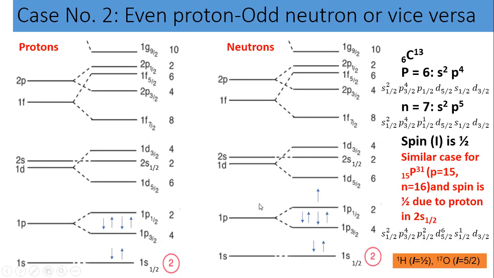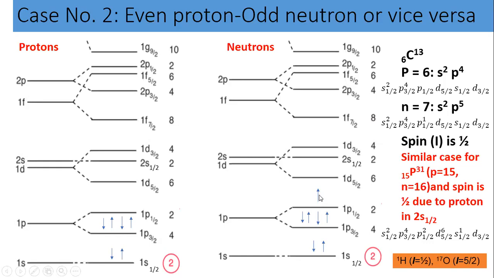Now move to the nuclear spin. There is no contribution of the protons towards the nuclear spin, because all the protons are paired. But in the case of carbon-13, one neutron is unpaired, and this will contribute to the nuclear spin. As we discussed before, this is the angular quantum number, and this is the total angular momentum. I said earlier that these are very important, because we use them to calculate the nuclear spin. So just have a look.